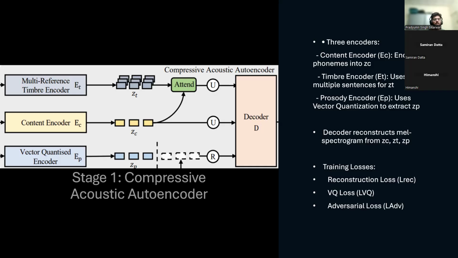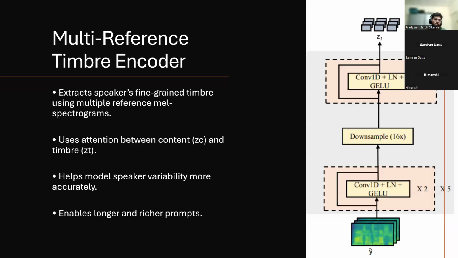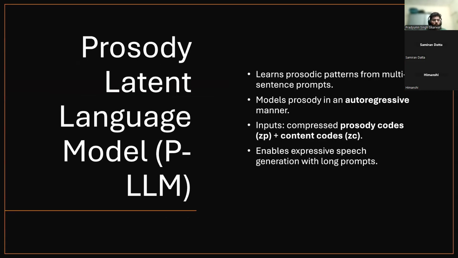Now we can move to the other side, which is basically our prosody latent language model. This slide focuses on the PLLM. Once we have learned how someone speaks across multiple sentences, we want to model how their prosody changes over time, like when they emphasize words or change pitch. So PLLM is basically a language model that operates on prosody codes.